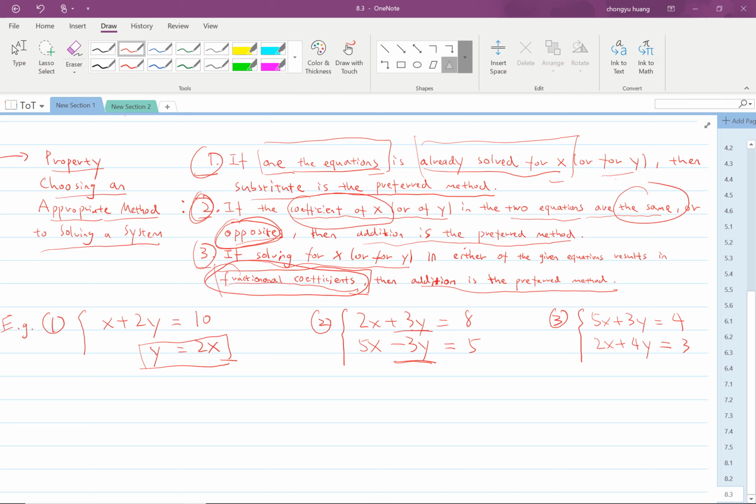So whenever you see fractional coefficients, then the addition method will be the preferred method. So basically, for all of those statements, this tells you on which condition you are actually going to use the substitution or the addition method.